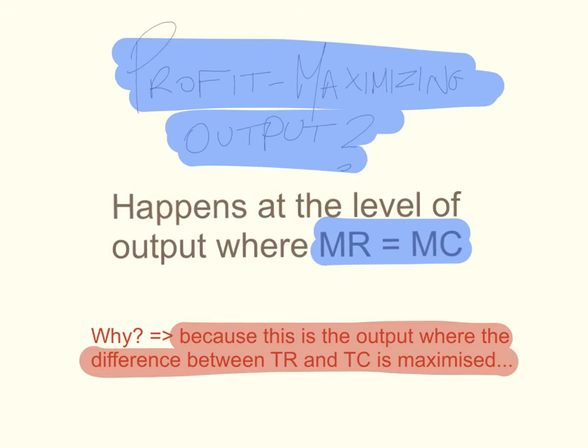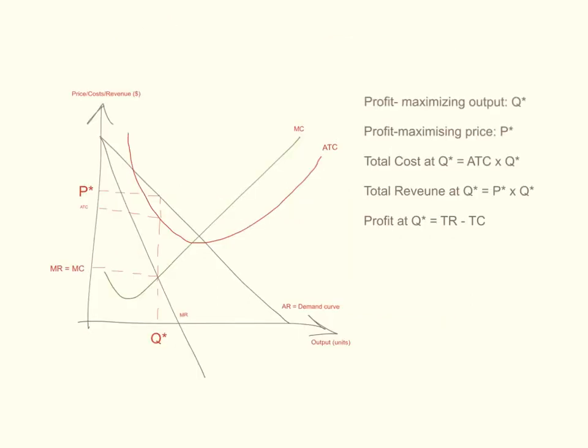So if the goal of the firm is to maximize its profit, it should keep producing until it reaches a level of output where marginal revenue is equal to marginal cost. So let's have a look at that profit maximization concept on a diagram. Here's the average revenue or the demand curve, here's the marginal revenue curve, and here is the marginal cost curve.